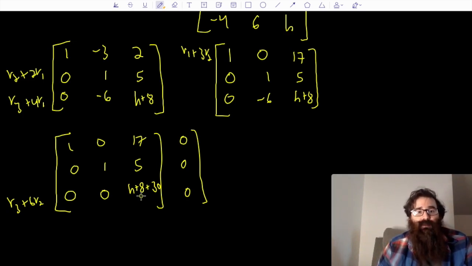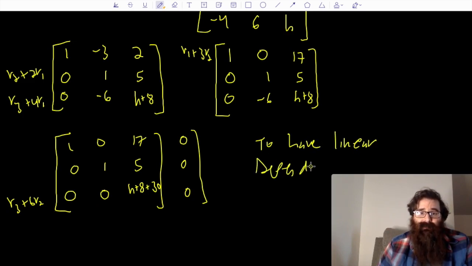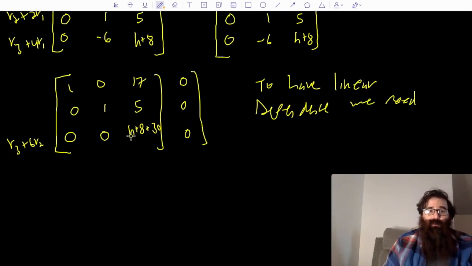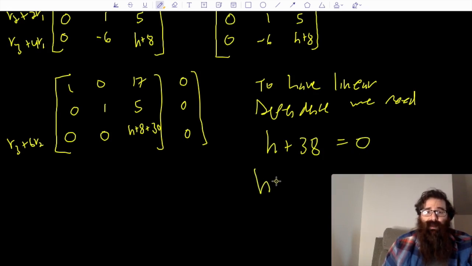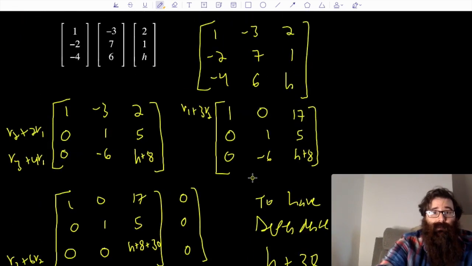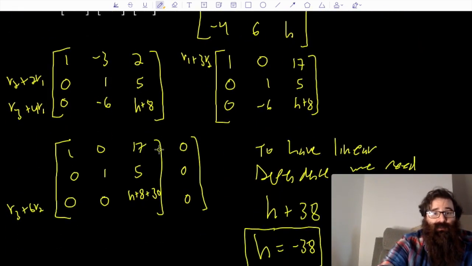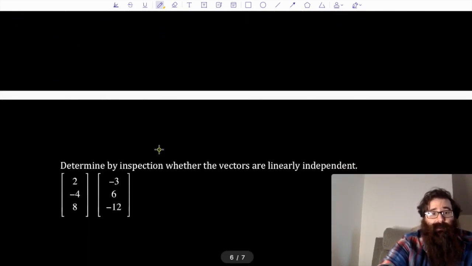But if this happens to be a 0, if I have this row of all zeros, then I have a free variable. So to have linear dependence, we need, and it looks weird to write h plus 8 plus 30, that's really h plus 38. I need that entry h plus 38 to be 0, which means that h would have to be equal to negative 38. And that's the value for h that's going to give me linear dependence. So for what values of h do we get linear dependence? H has got to be negative 38.